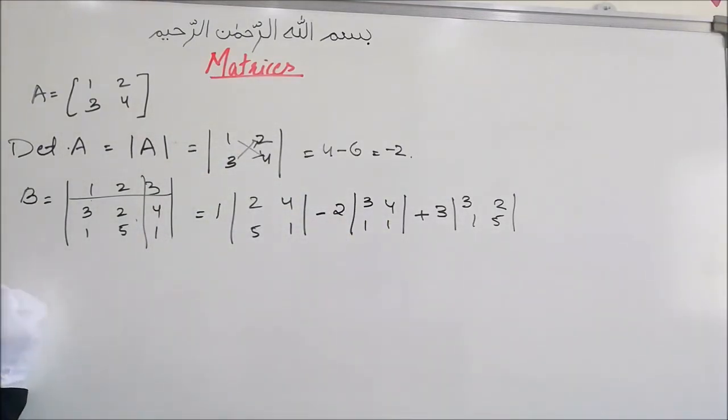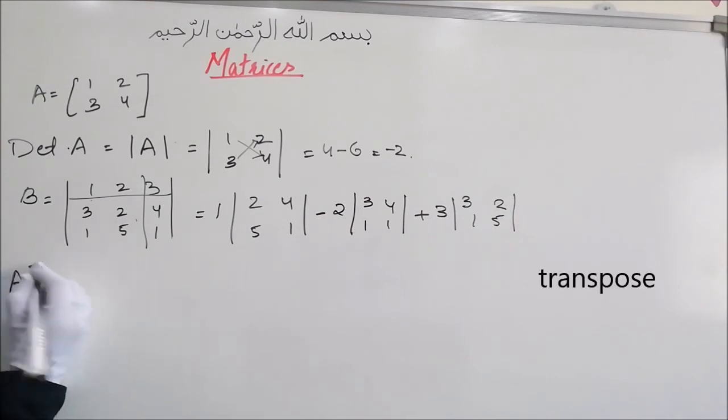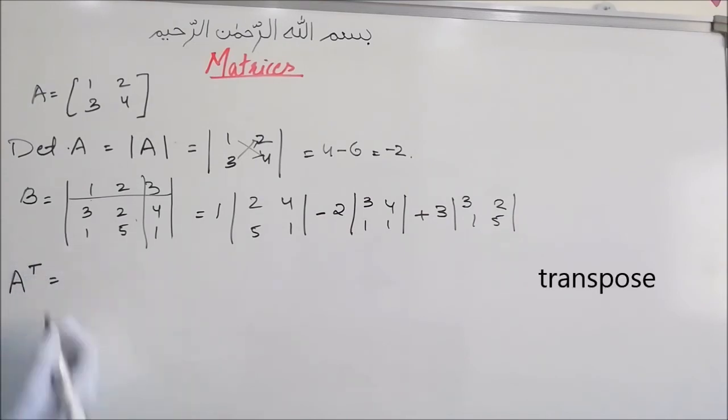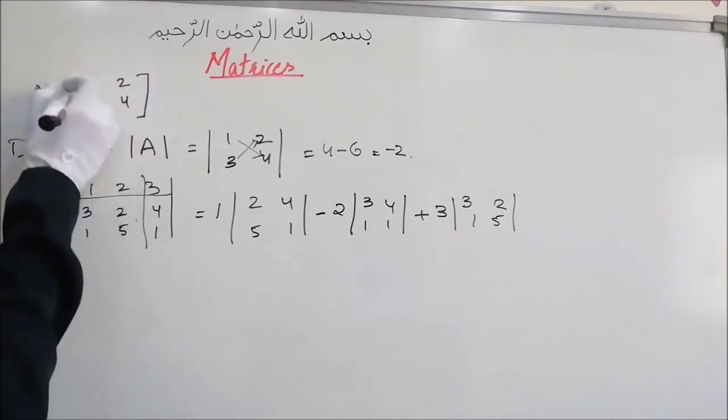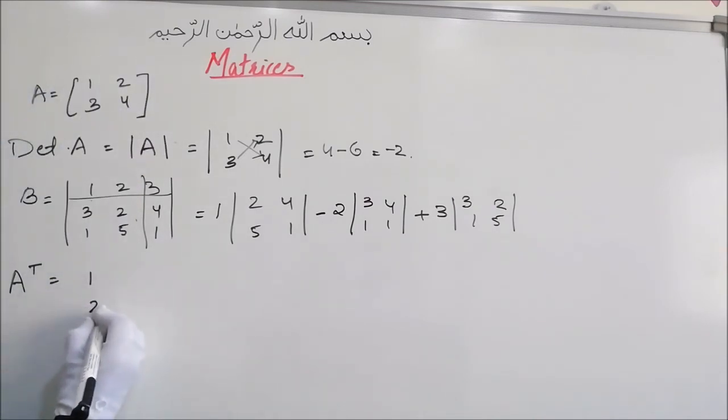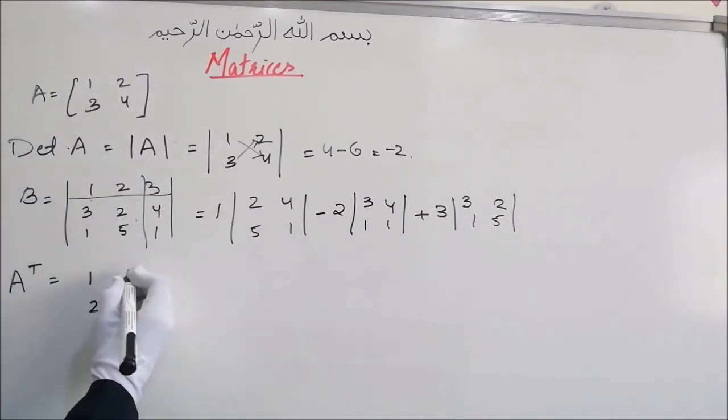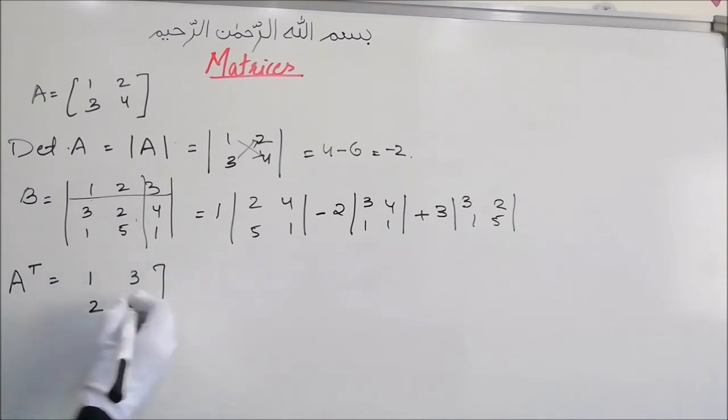Okay, now transpose. What is transpose? Transpose is denoted by an A with a small t at the top. Transpose means you're going to convert the rows into columns and columns into rows. So if A is 1 2 3 4, we'll take this row 1 2 and write it as a column. We'll take this row 3 4 and write it as a column. So that is A transpose. That's it.